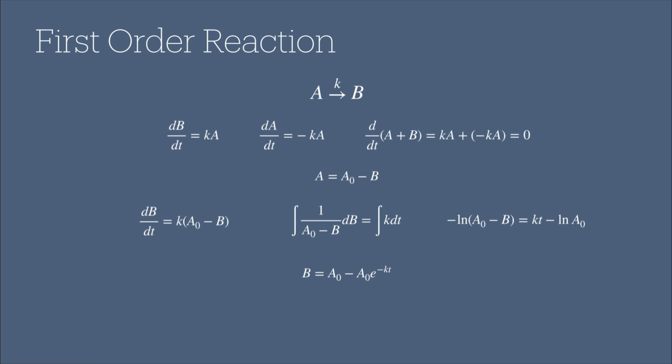This equation makes sense because at t equals 0, B also equals 0, which is consistent with our assumption that there is no product at t equals 0. When time approaches infinity, the concentration of B equals the initial concentration A naught, since 1 mole of A forms 1 mole of B. Thus, the terminal concentration of product B equals the initial reactant concentration A naught.